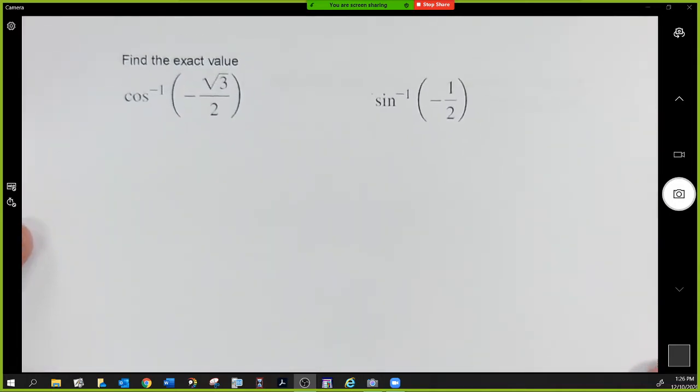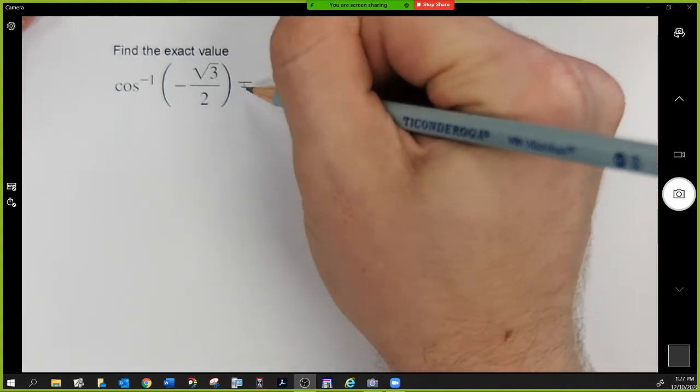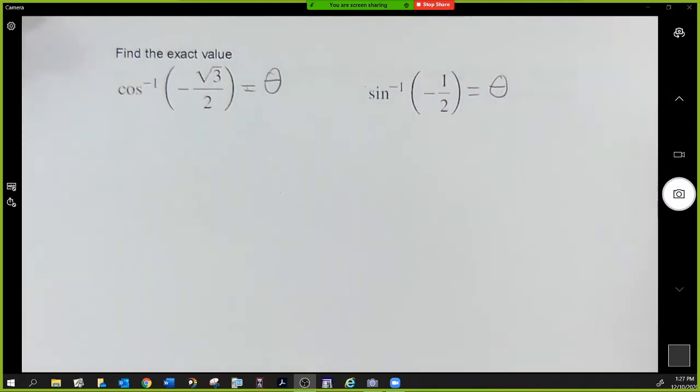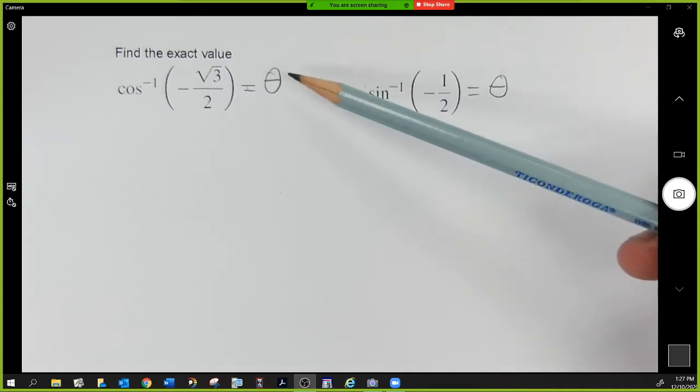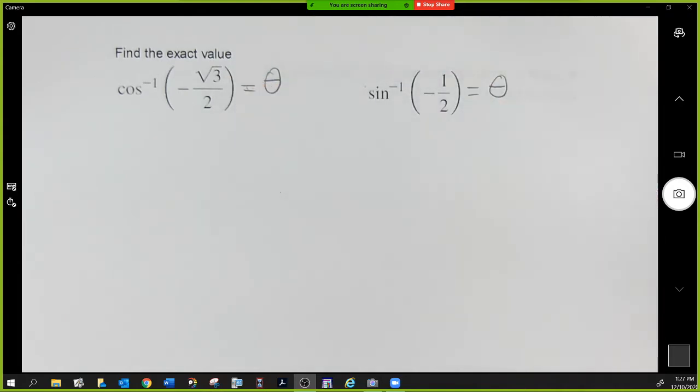Start with this one here, cosine inverse of -√3/2. Remember, all trig inverse has outputs that are angles. And that is because regular trig uses angles as an input. So if it's an input on the original, it's an output on the inverse. So if the angle is the output, what that means is that these two numbers, this √3 and this 2, those are side lengths of a triangle.